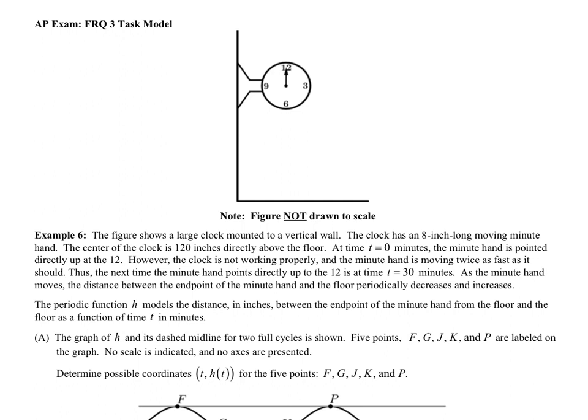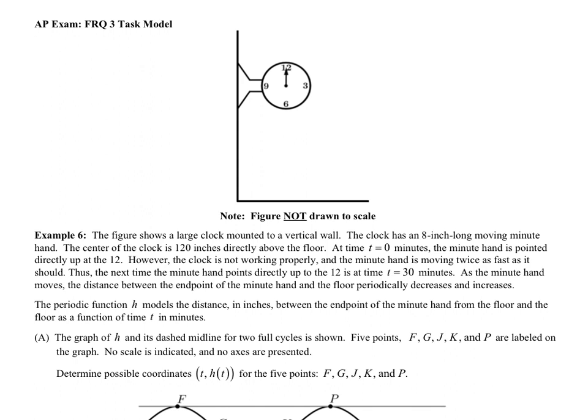Now this makes sense because if I was following just the minute hand, it would go up, it would go down, it would go back up. So it makes this repeating pattern that looks like this over and over again if we were to graph it. That's a periodic function. The periodic function h models the distance in inches between the endpoint of the minute hand and the floor as a function of time t in minutes.